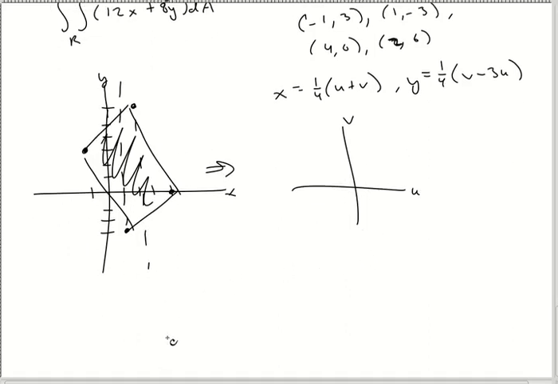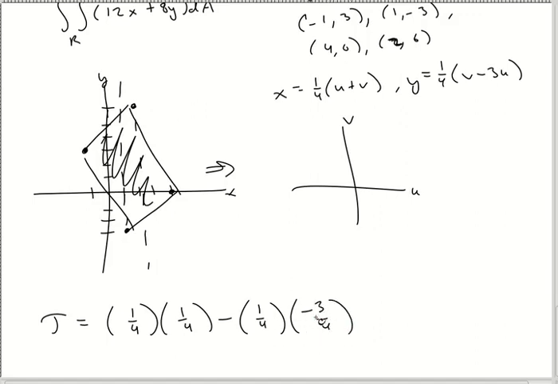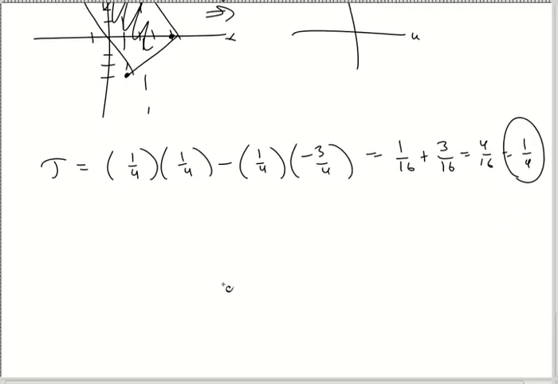So what I want to do is first find the Jacobian, because we have all these x's and y's. Let's go ahead and solve for it. x in terms of u is going to be 1/4. y in terms of v is going to be 1/4. x in terms of v is 1/4. And then y in terms of u is -3/4. Notice here that the two negatives will make a positive. So we got 1/16 plus 3/16. 4/16 is 1/4. So this is good. We like that. That's an easy number. We're just going to throw it in our integral, and amazingly, it'll work.